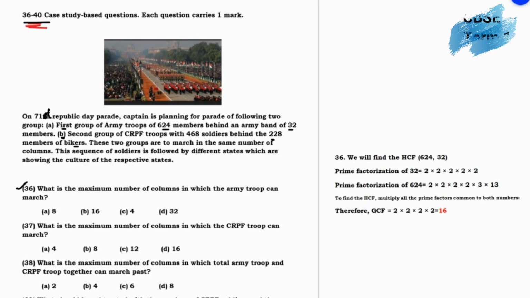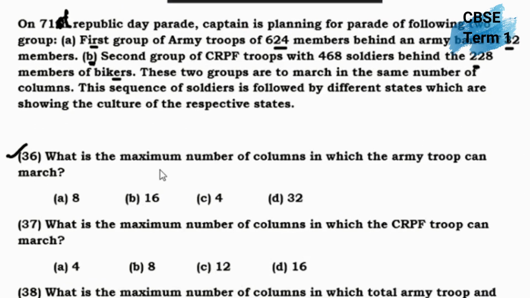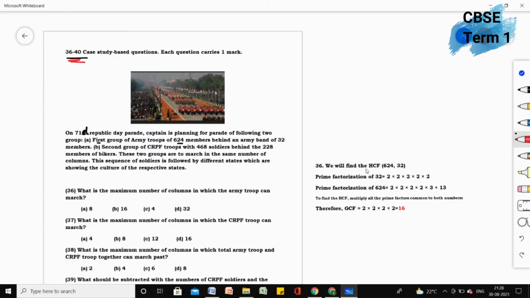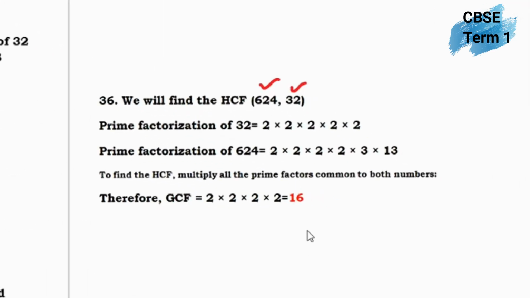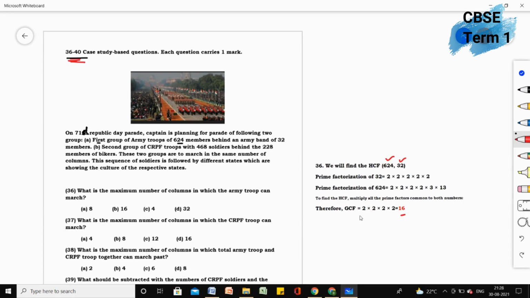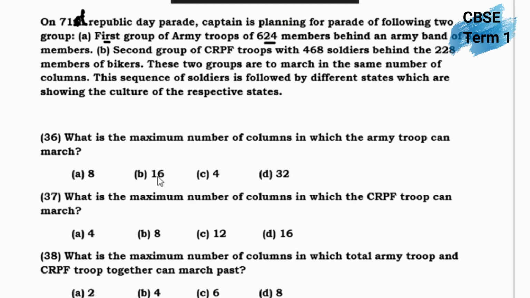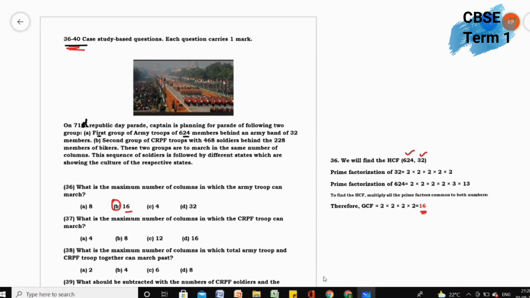36th question, what is the maximum number of columns in which the army troops can march? To find the maximum number of columns, we have to find the HCF of 624 and 32. The HCF of 624 and 32 is 16. We know the procedure. We have to take the prime factorization of 624 and 32, and we have to take the factors common to both numbers, and the HCF of 624 and 32 is 16. Correct option for the 36th question is B, 16.